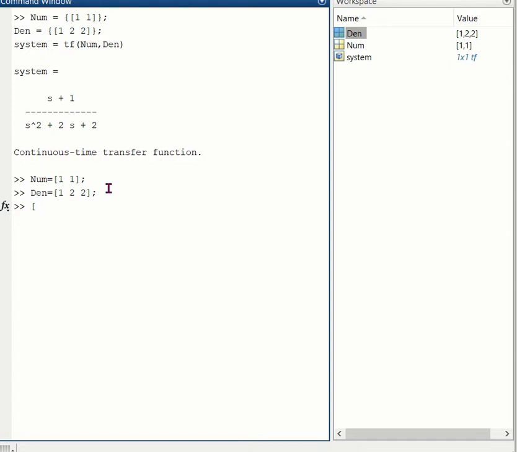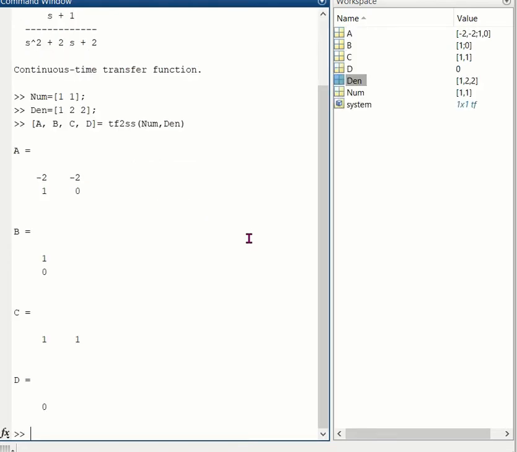So let us first try to obtain the matrices A, B, C, D. The command for this is quite simple and is written as TF to SS. This is very easy to remember: TF stands for transfer function, 2 is a short form for "to", and SS stands for state space. So the command for converting transfer function to state space is TF to SS. Now we define the numerator as NUM and the denominator as DEN. Let's see what this gives.